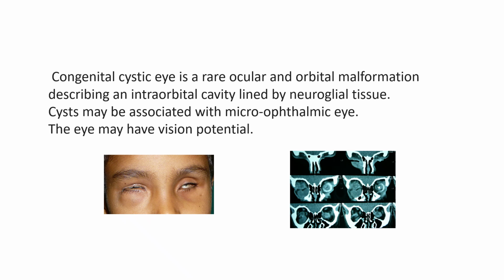Orbital cyst in a microphthalmos or anophthalmos. Congenital cystic eye is a rare ocular and orbital malformation describing an intraorbital cavity lined by neuroglial tissue. Cyst may be associated with microphthalmic eye. The eye may have vision potential.